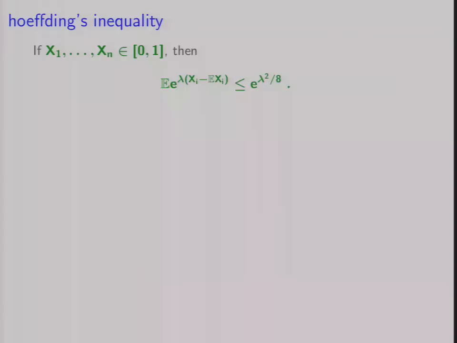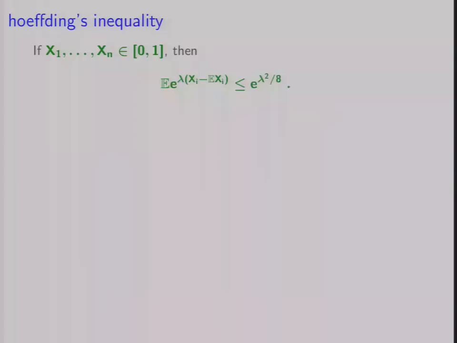So these guys have a moment generating function which is less than the moment generating function of a normal with variance 1/4. Of course, the variance of all these guys is less than 1/4 because they are between 0 and 1. So this is somehow the right scale. Okay. So this is called Hoeffding's inequality.